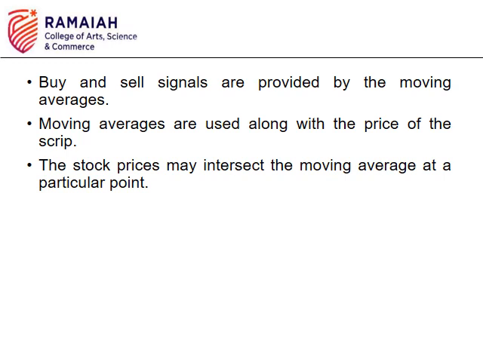Buy and sell signals are provided by moving averages. Moving averages tell you when to buy and when to sell, because if you look at that previous slide, the prices are moving in a particular cycle, right? It goes down, again it comes up, it goes down, again it comes up. So when it comes down, you need to know what to do. When it goes up, you need to know what to do, right? This is the basic idea of moving average.